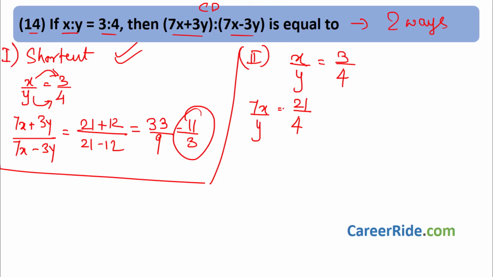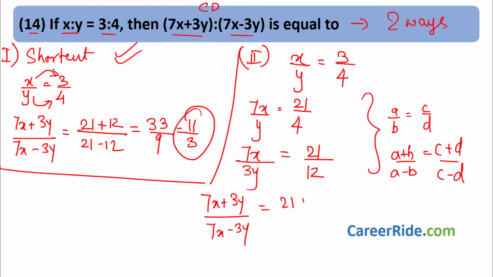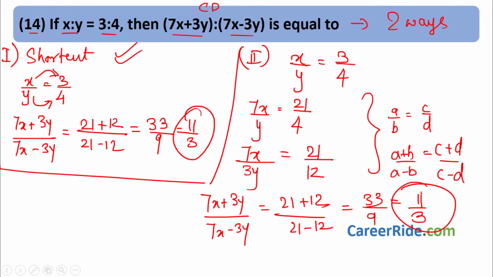Now divide by 3 on both sides. What you will get? 7x divided by 3, it would become 3y. 21 divided by 3, it would be 3 4s are 12. You got 7x, you got 3y. Now apply componendo dividendo. What it is? If a upon b is equal to c upon d, then a plus b upon a minus b would be equal to c plus d upon c minus d. So 7x plus 3y upon 7x minus 3y would be equal to 21 plus 12 upon 21 minus 12, that is nothing but 33 upon 9. Just like previous, we got the answer 11 by 3.